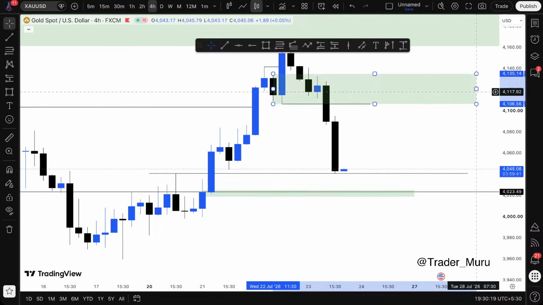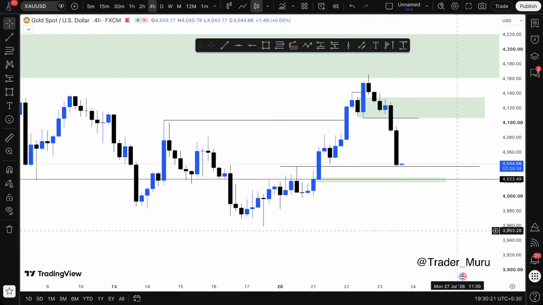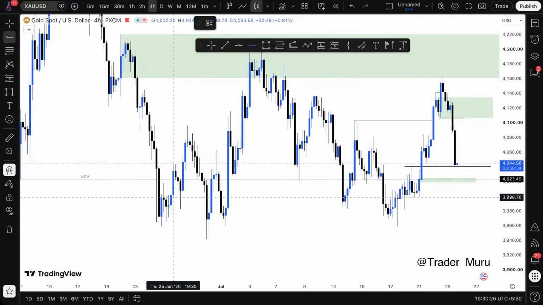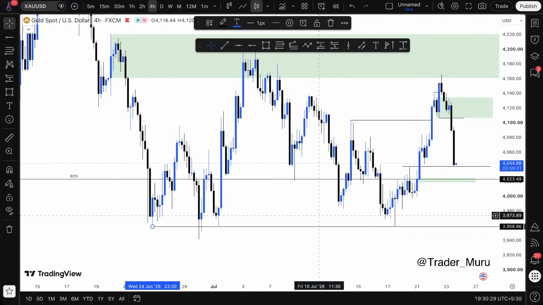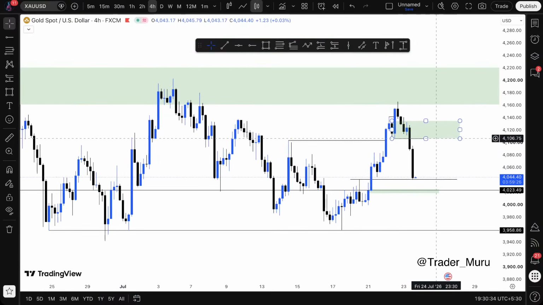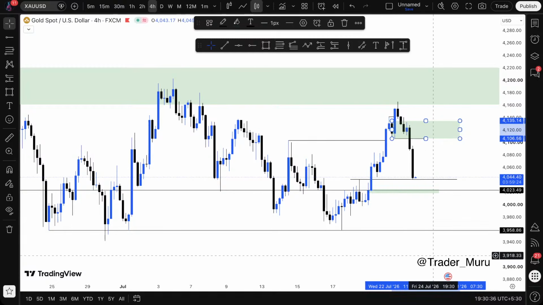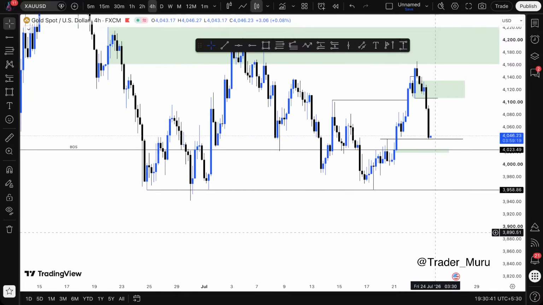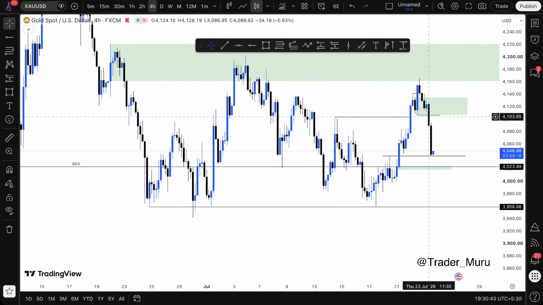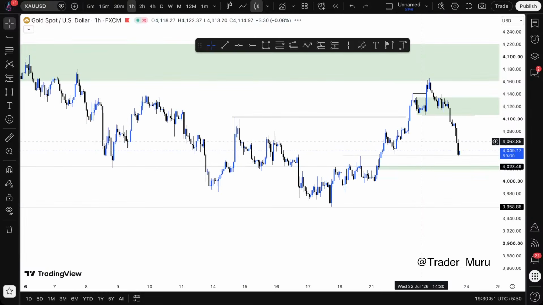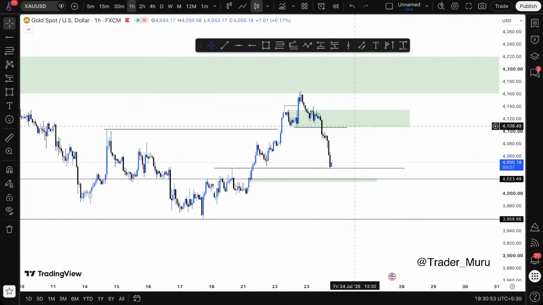From here you can short gold for the target of 3885 now. This will be my short area, and from here I will be looking for a short in gold, and this will be my swing short for the 3885 target. Gold is again bearish now. 4 hour bearish, daily bearish, weekly bearish, and 1 hour also bearish. So watch for these areas for your short entry.